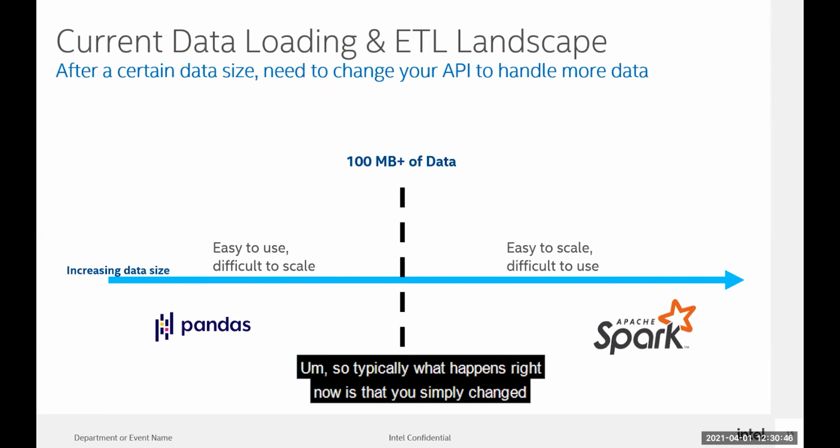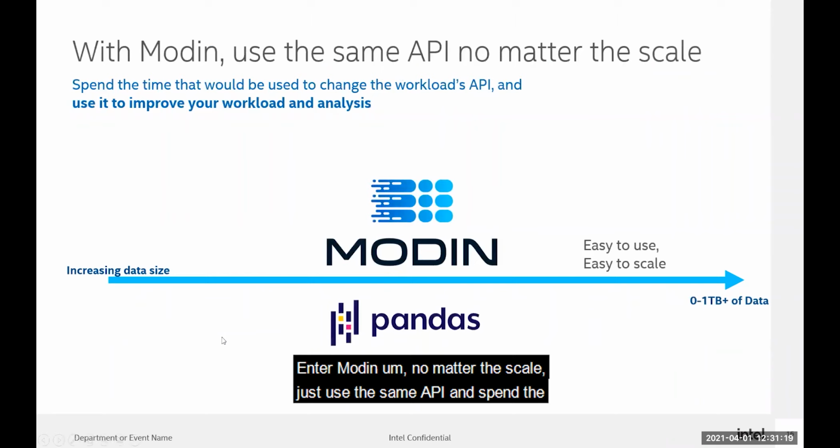So typically what happens right now is that you simply change your API to Spark, which is very easy to scale and use for much higher data sizes. However, it is difficult to use and set up. So we have this wall where you either have to sacrifice data size for easier-to-use APIs that are difficult to scale, or you have to use an easy-to-scale API that is difficult to use. Enter Modin.